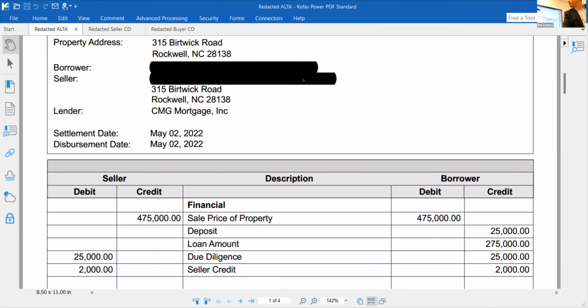So it's got the property address listed here, and then you'll have the buyer's name and the seller's name. If you get this document, just make sure to review it to make sure that the buyer's name is correct and your seller's name is spelled correctly. Every once in a while, we do have a typo. That does happen every once in a while.